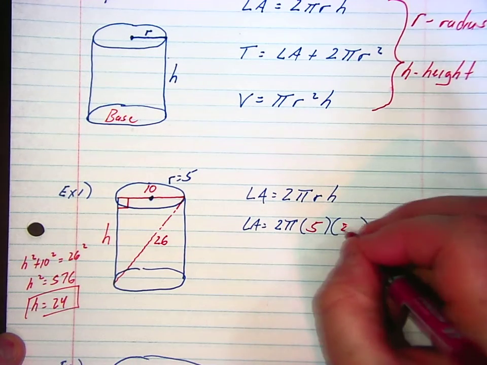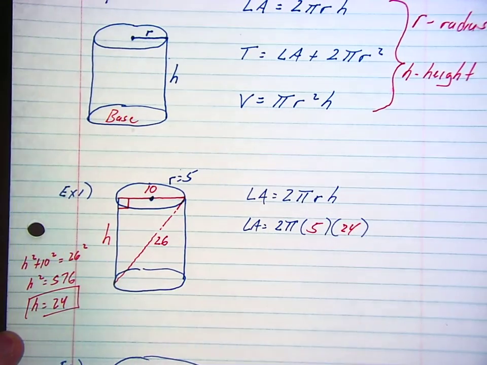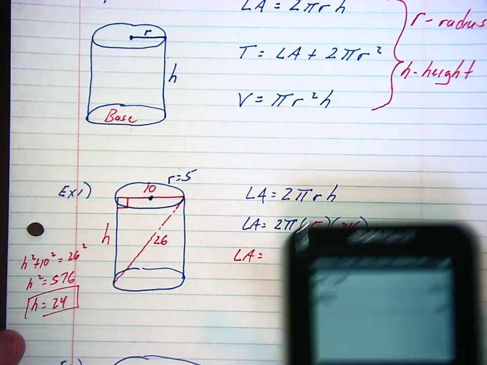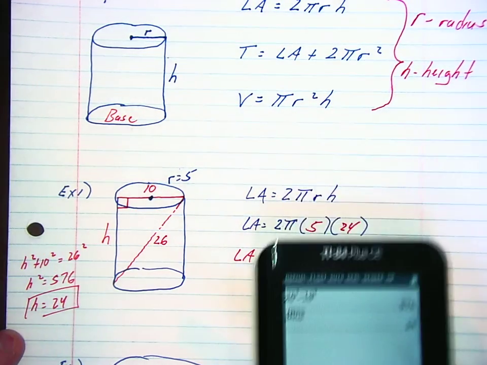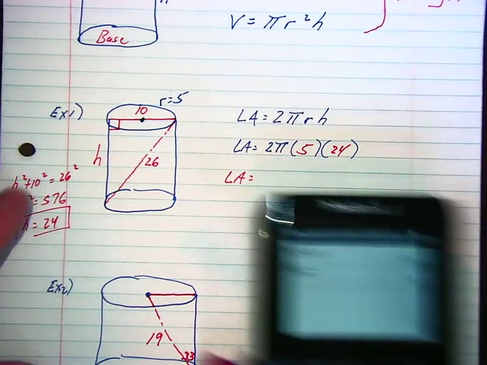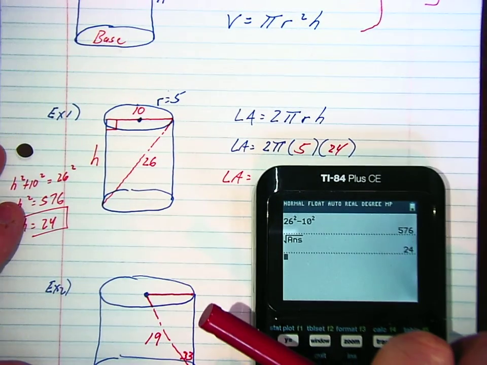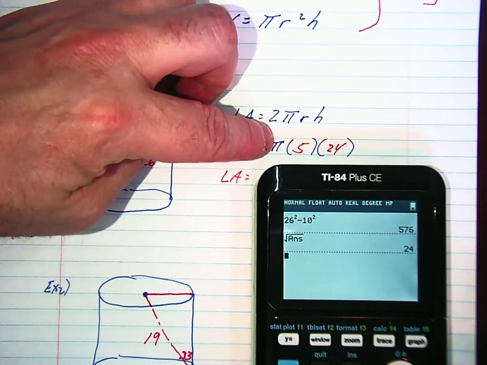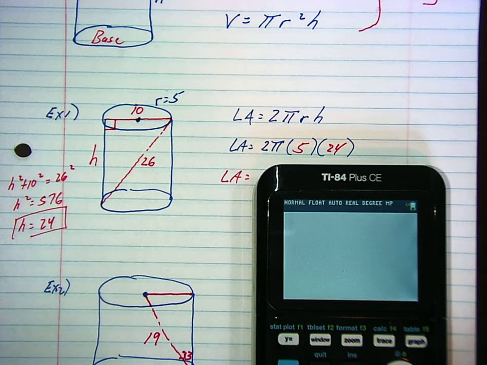Put that in here, and you're good to go. Lateral area is done. So lateral area, we're just going to plug all that in your calculator. I need 2 times pi times 5 times 24, and we're going to round it to 1 decimal place, because once you put pi in a multiplication problem, the decimal will go forever. So it's 2 times pi times 5 times 24.